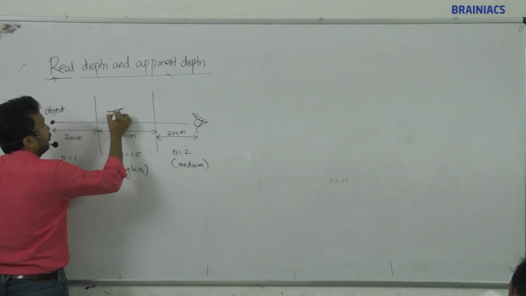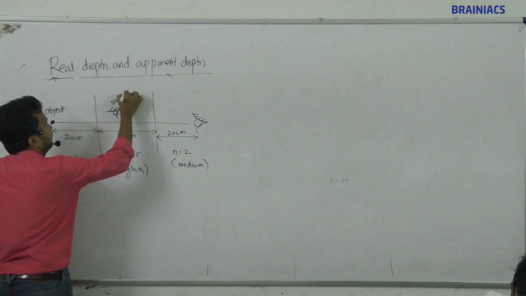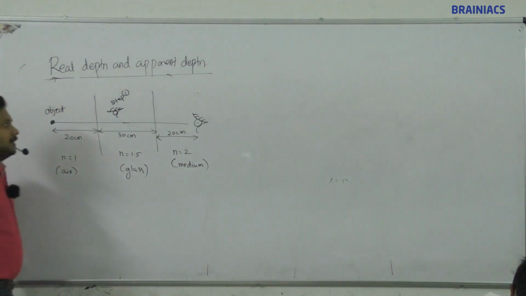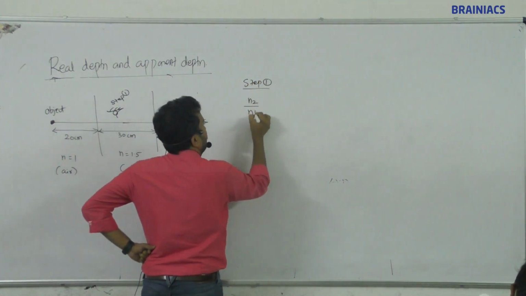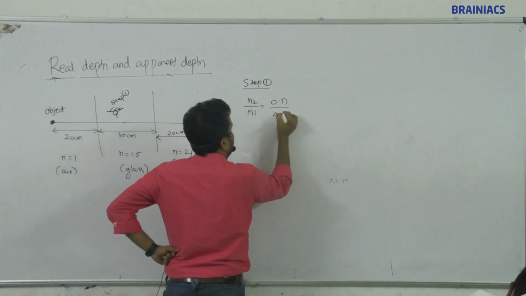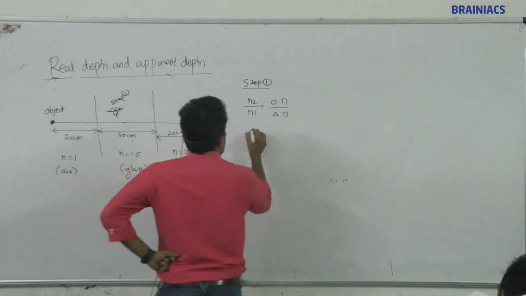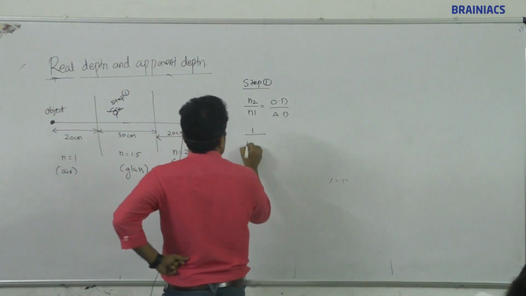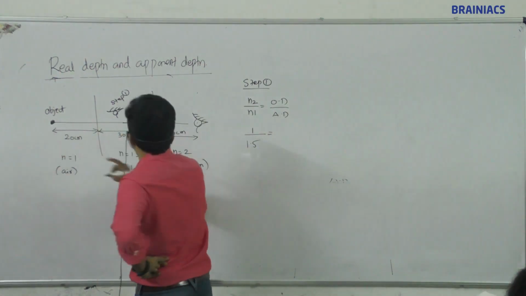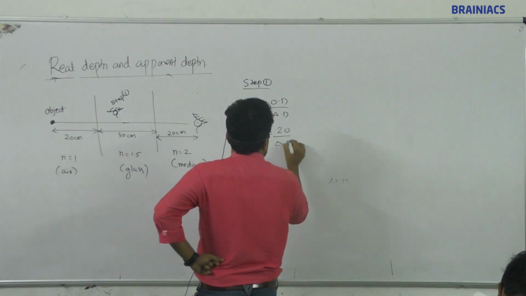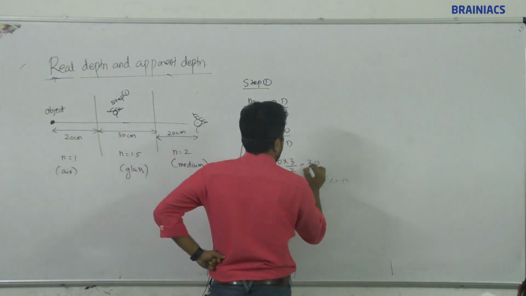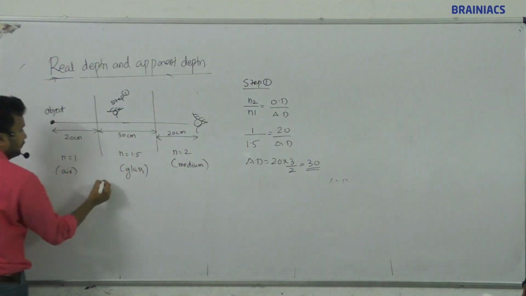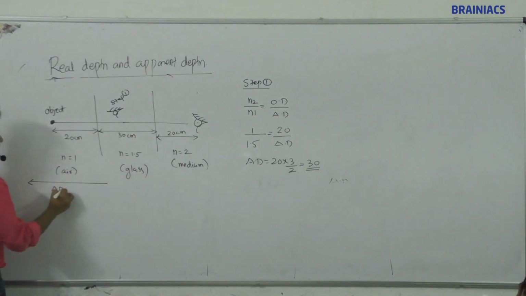So I am considering the eye over here. Step 1. Considering the eye will be here, I am writing for this step 1. How will I write? N2 divided by N1 equals original depth divided by apparent depth. N2 is where the object is placed. Depth 20 is equal to 20 into 1.5, that is 3 by 2. So 10 into 3, 30. So now it looks like the apparent depth is equal to 30 here from the surface.